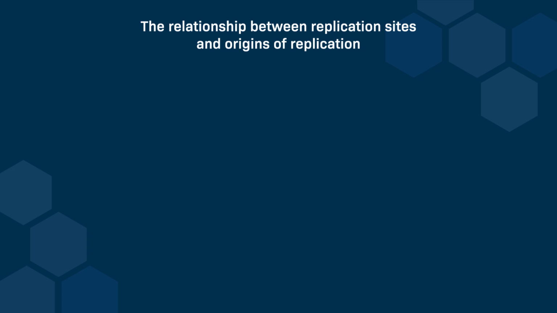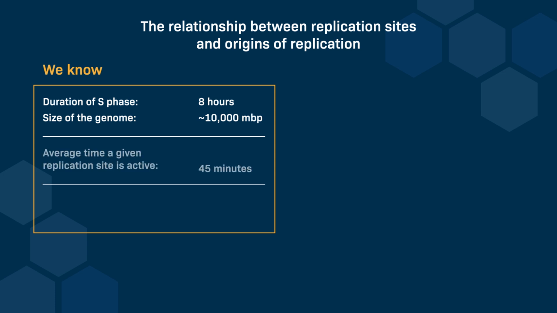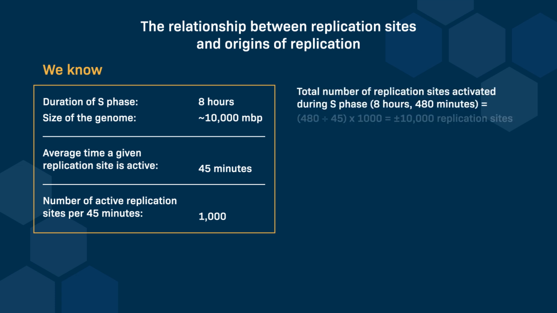We can do a calculation to explore the relationship between replication sites and origins of replication. We know that during the S phase of the cell cycle, the entire genome, which is approximately 10,000 megabases in size, is replicated over a span of about 8 hours, or 480 minutes. Experimental data show that each replication site is active for an average of 45 minutes, and that around 1,000 replication sites are active simultaneously during each 45-minute interval. This means that over the course of the S phase, there are 10 such intervals, which results in a total of 10,000 replication sites being activated.